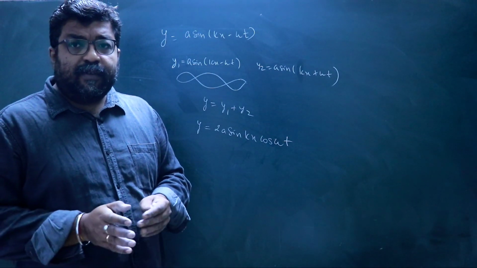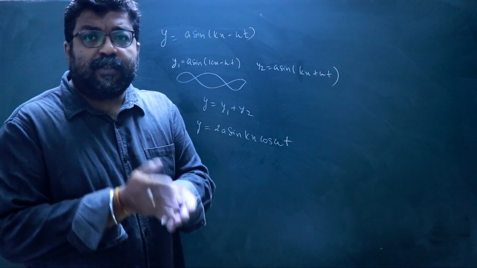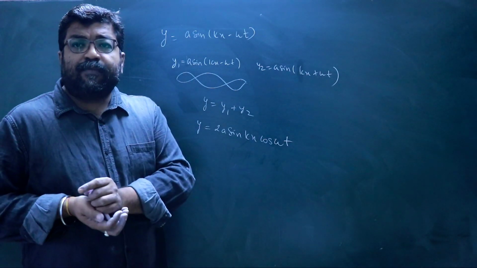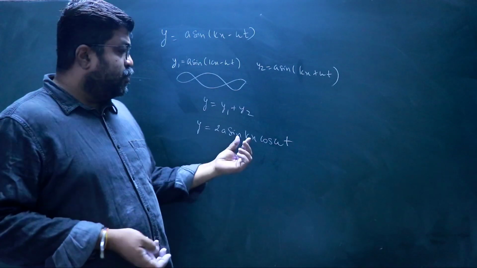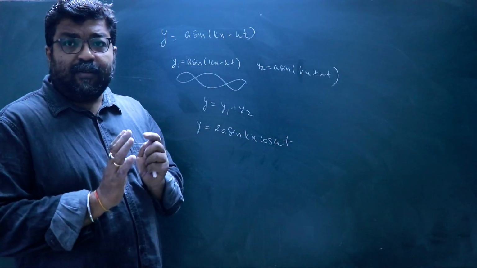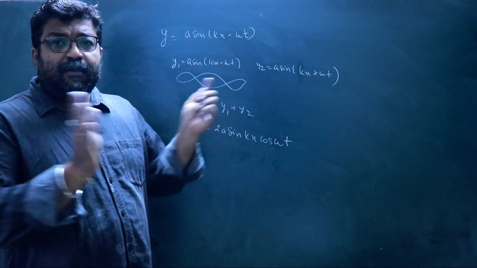If you are asked to identify whether an equation is a progressive wave equation or a stationary wave equation, just by looking at it you can say that this represents a stationary wave, because kx and omega t occur separately. In a progressive wave they will be together, in a stationary wave they will be separate.